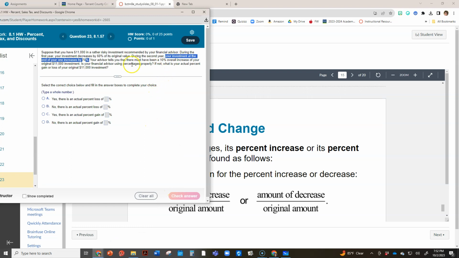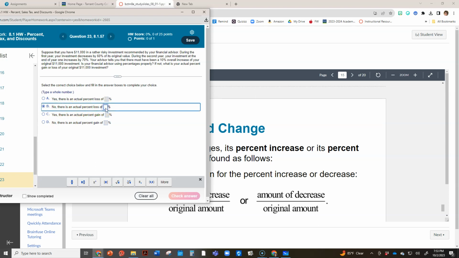Okay, so it says your advisor tells you that you've had a 10% overall increase because he incorrectly said 60% from 70% is an increase of 10%, but it's percentages of different amounts, so that's why you can't do that. It said, is your financial advisor using percentages properly? No. So the answer is either B or D. No, he's not using, there is an actual percentage loss. Yes, we lost, and I believe it is 32%.